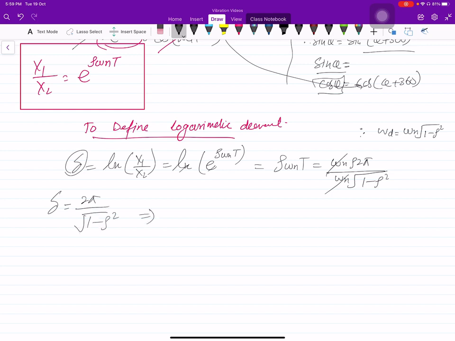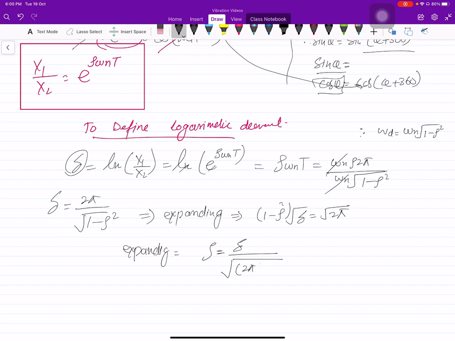So from here, by expanding and arranging, we have this. And then 2 pi. So the final equation, when expanding again, is zeta, which is the damping ratio, equal to the logarithmic decrement divided by the square root of 2 pi squared plus the logarithmic decrement squared.